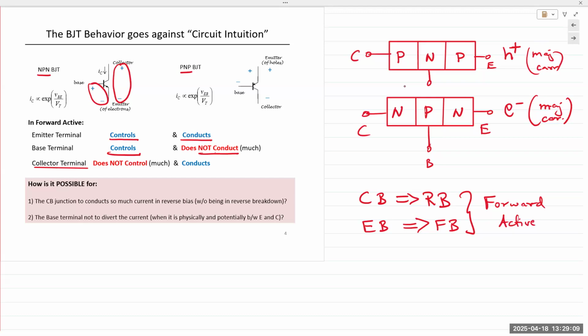There is a reverse active mode, but that's not something we study. Reverse active is basically the transistor is completely off. Nothing can happen because both junctions are reverse bias.